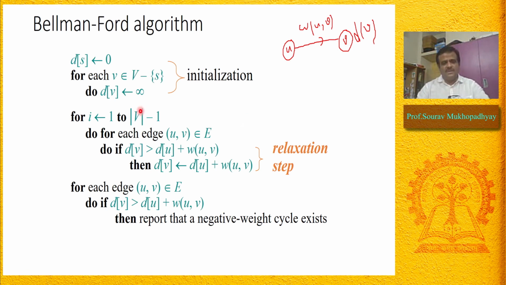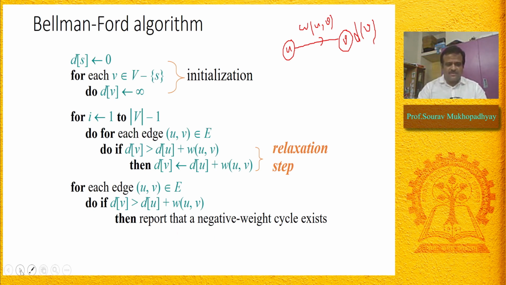So if there is a negative cycle, it will never converge. Then in that case, it will keep on updating. The relaxation will keep on going on. So that check will be done by this last step. This last step is basically we check for each edge, and if we can further relax this V, then we report there is a negative cycle, because it will never converge.